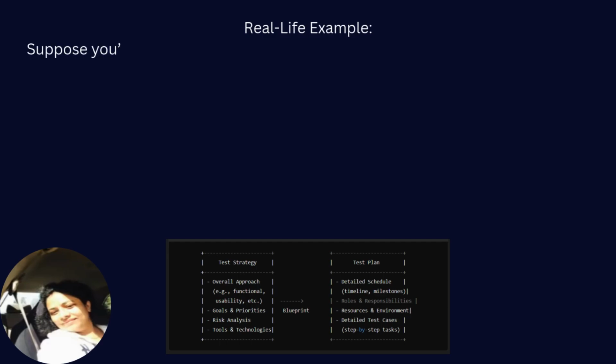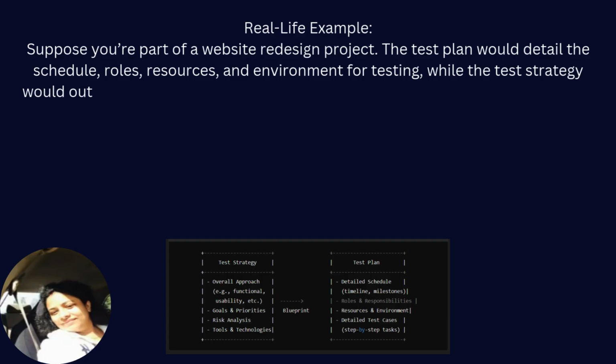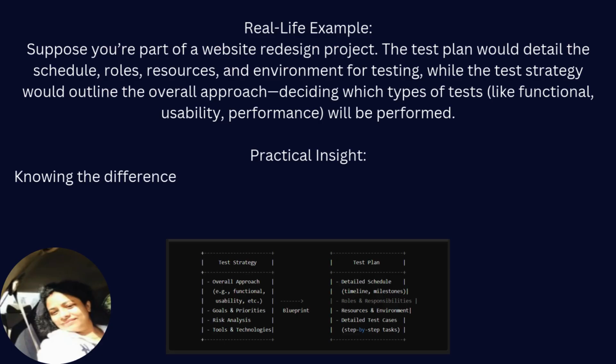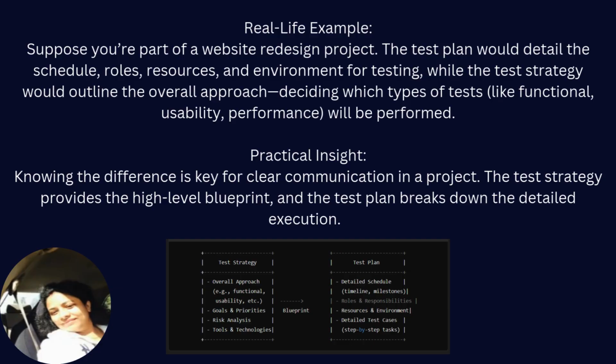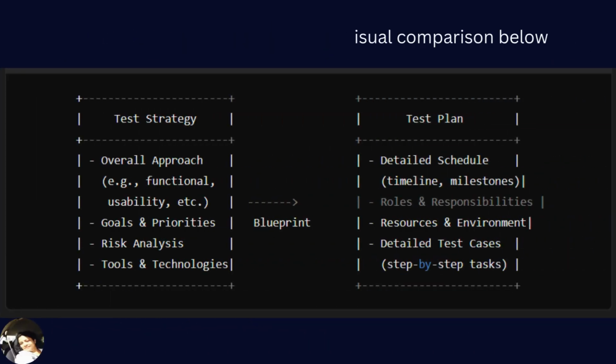Real life example. Suppose you are part of a website redesign project. The test plan would detail the schedule, roles, resources, and environment for testing, while the test strategy would outline the overall approach, deciding which types of tests, like functional, usability, and performance, will be performed. Practical insight. Knowing the difference is key for clear communication in a project. The test strategy provides the high level blueprint, and the test plan breaks down the detailed execution. As for an example, you may see the visual comparison below.